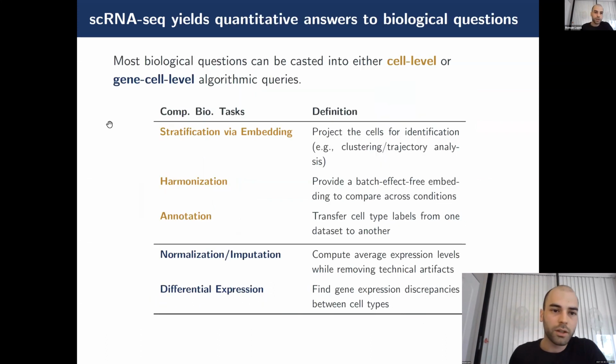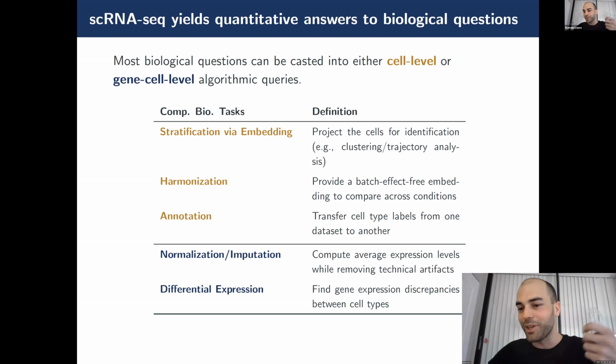So plenty of the biological questions are formulated before we can cast them into algorithmic queries, which are not exactly defined, but we can go from this into the mathematics and Bayesian statistics. Basically, we have cell level queries and gene cell level queries. The way the cell level queries work is we'd like to, for example, stratify the cells. We don't know what the cell types are, or we don't know how to identify the cell state. So we'd like to project the cells into a low dimensional manifold.